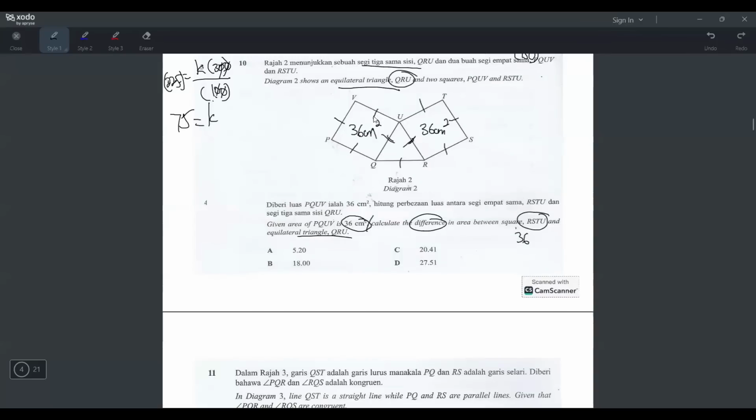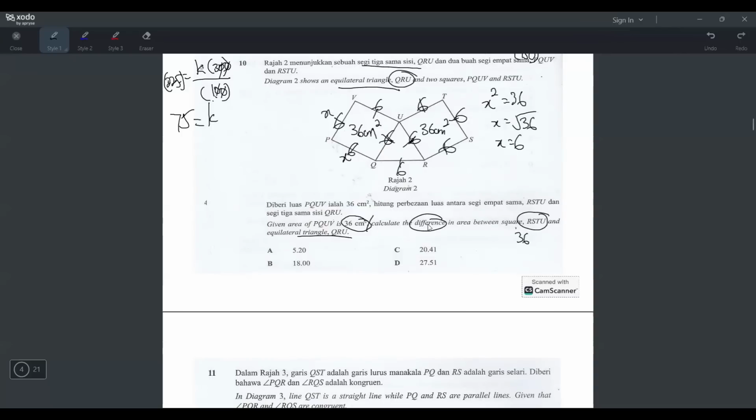So what can I do? I can start by using the 36. So we all know 36, we can make this side X, right? So if this is X, this is also X. So we know the area for square is base times height, so X times X. So it becomes X square equals 36. So you can find X now. Just square root 36, which is 6. It means the length here is 6, 6, 6, 6, 6, 6, 6, 6. This is also 6, right?